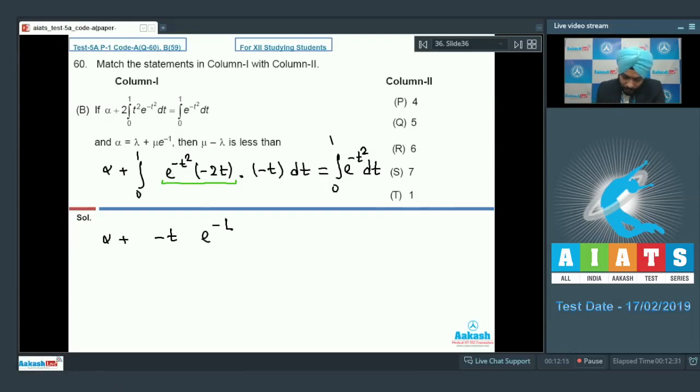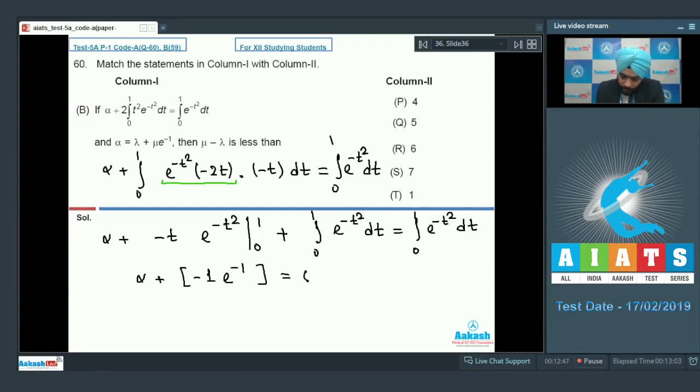So e raised to power minus t square from 0 to 1 minus differentiation of first function, that is minus 1. So plus integration 0 to 1 e raised to the power minus t square dt. That will cancel from the right hand side. So this is alpha plus, putting t equals 1, I'll have minus 1 into e raised to power minus 1 equals 0. So alpha is 1 upon e.